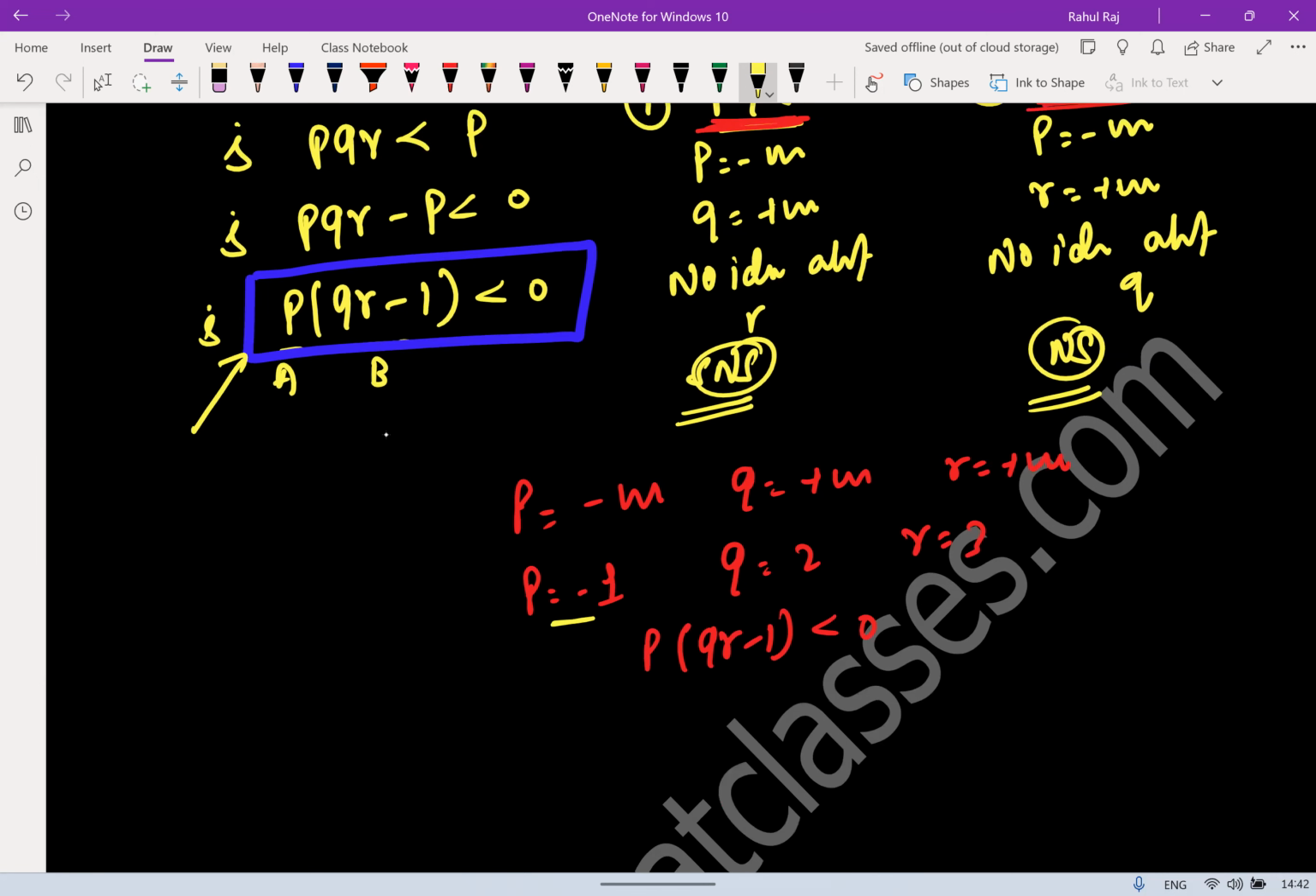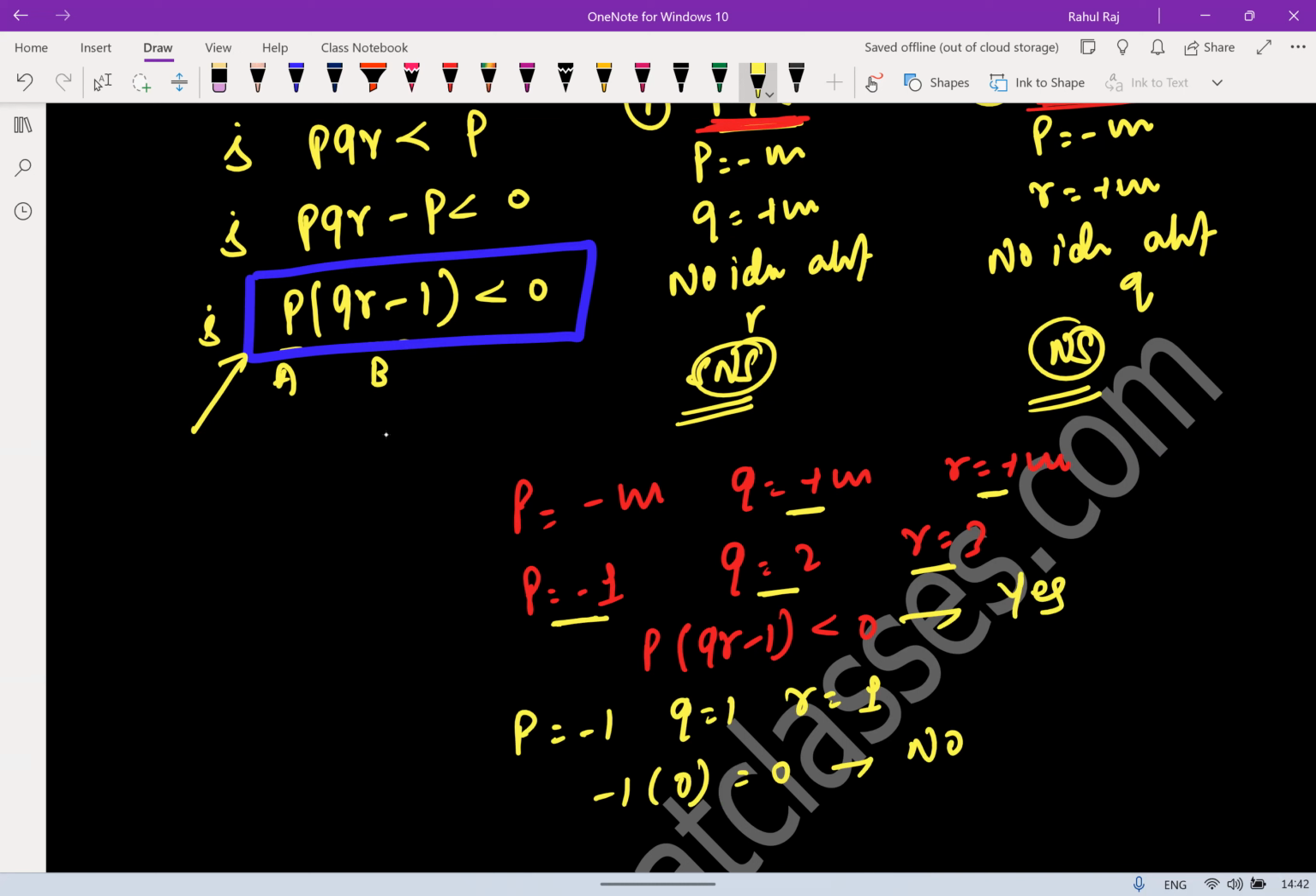I have taken a number P as minus 1, Q as 2, R as 3. I have created a situation where P into QR minus 1 is less than 0. But imagine what we have, Q positive, R positive. Imagine if I take P equal to negative 1, Q equal to 1, R equal to 1. Why did I take this? Because it says QR minus 1. If I take Q 1, R 1, QR minus 1 becomes 0. So negative 1 into 0 is equal to 0, which is a no situation. This is a yes situation.